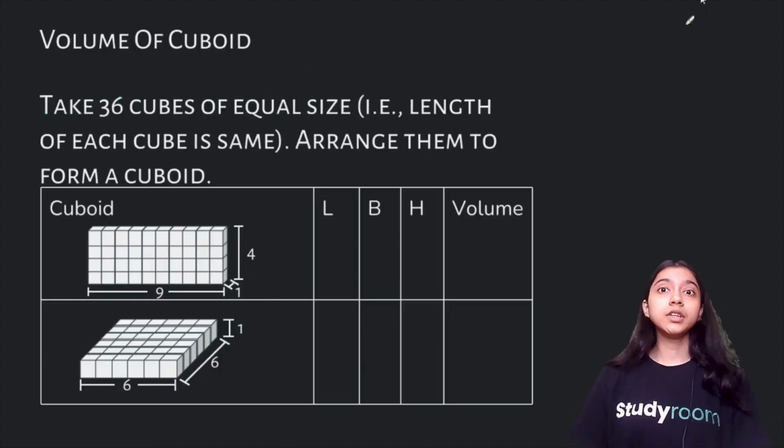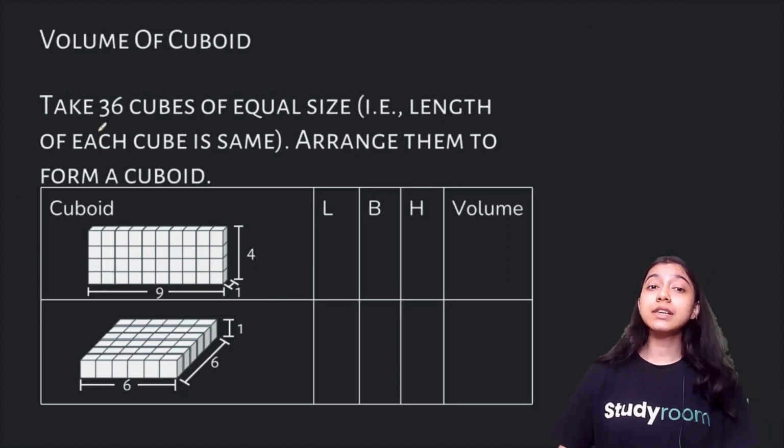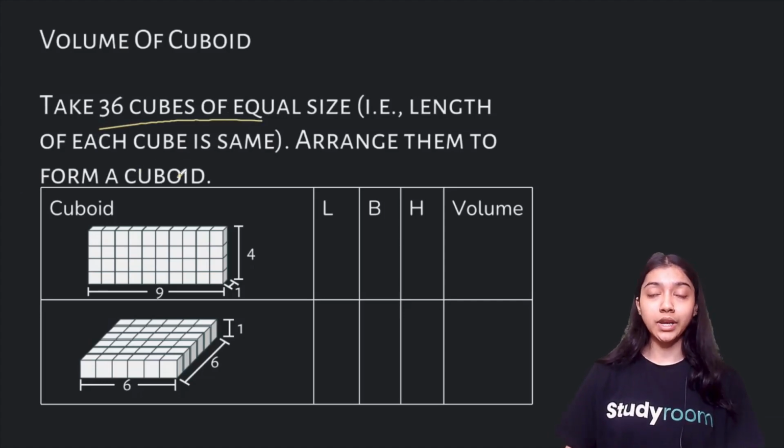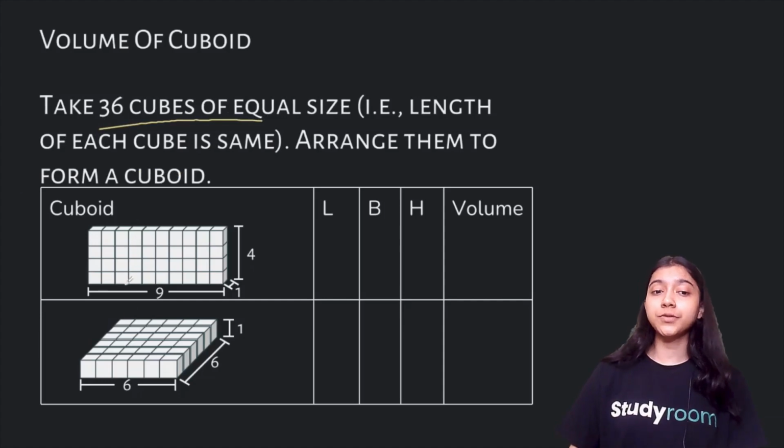Now that we have learned the direct formula of calculating the volume of a cuboid, let us try this problem. So in this problem, we have 36 cubes of equal size and they have been arranged to form a cuboid in different ways. These are the two different ways in which the 36 cubes have been arranged to form a cuboid. So we have to find out the dimensions of this cuboid, that means the length, breadth and height, and then ultimately find the volume.